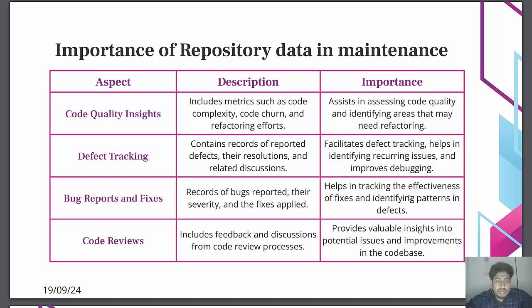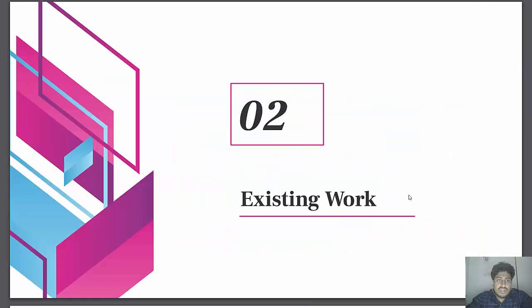And then the bug reports and fixes. It records the bugs reported, their severity, and the fixes applied. The importance of bug reports is that it helps in tracking the effectiveness of fixes and identifying patterns in defects. And then the code reviews, which include the feedback and discussion from the code review processes, provide valuable insight into potential issues and improvements in the code base.